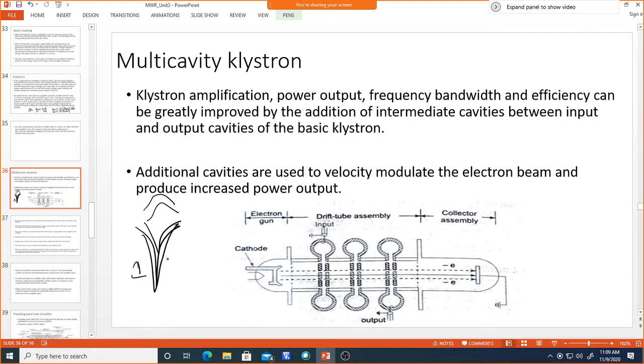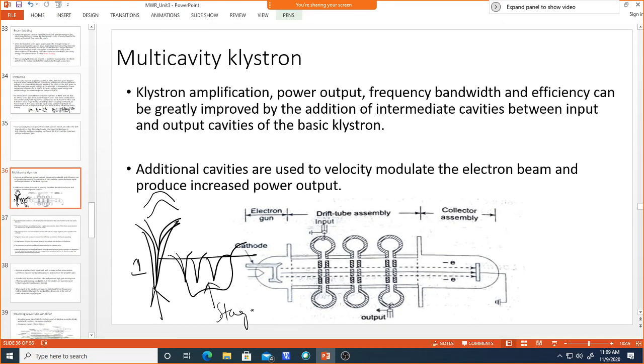Now if you tune the resonant frequencies to slightly different frequencies, all these resonances will add together and give a wide bandwidth. So the bandwidth is also increased by tuning the cavities to slightly different frequencies. If you want high gain, you should tune the cavities to the same frequency. This is called synchronous tuning. And if you tune the cavities to different frequencies, this is called staggered tuning.